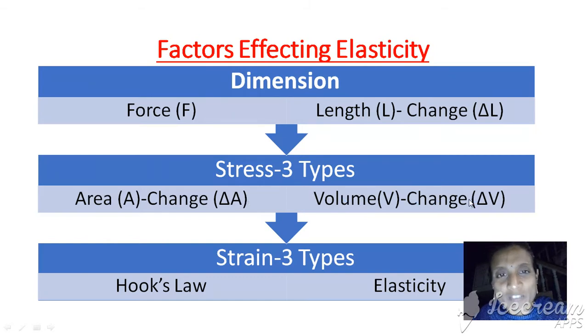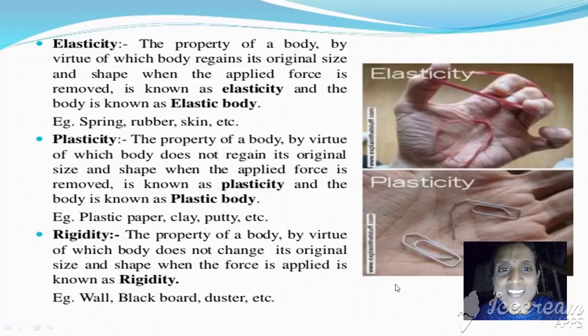in volume delta V. Basing on the relation between the stress and the strain, we study Hooke's law in our present lesson. When force is applied on the body, the change in dimensions is known as stress. Due to application of the stress, we will get the strain. As we have three changes, we have three types of stress correlating with the three types of strain. So this is the overview of the elasticity lesson.